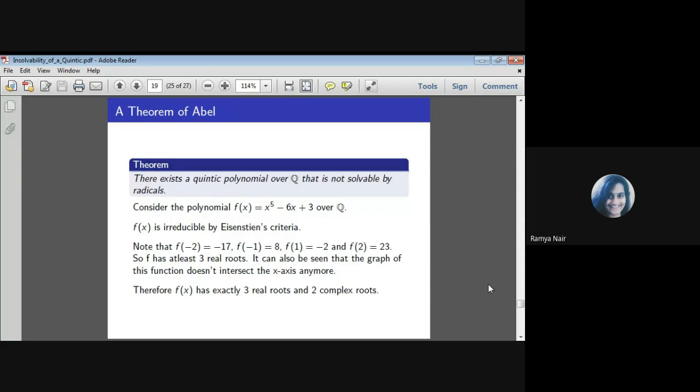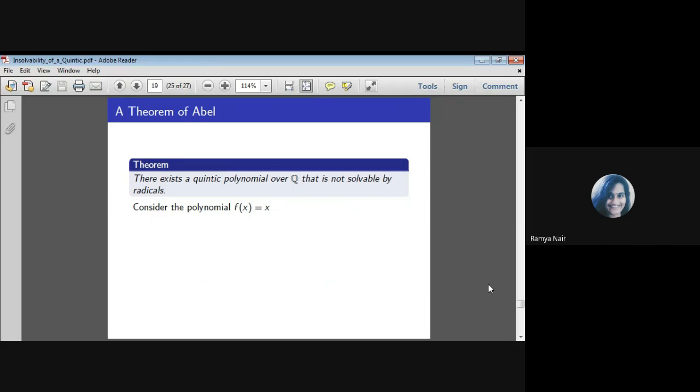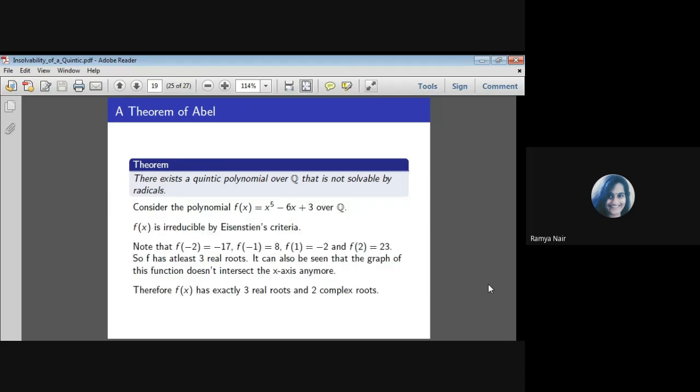Similarly, if you look at f of 1, that is a negative number. So again, you have a root between minus 1 and 1. And similarly, f of 2 is a positive number. So again, you have a root between 1 and 2. So you get at least 3 real roots.